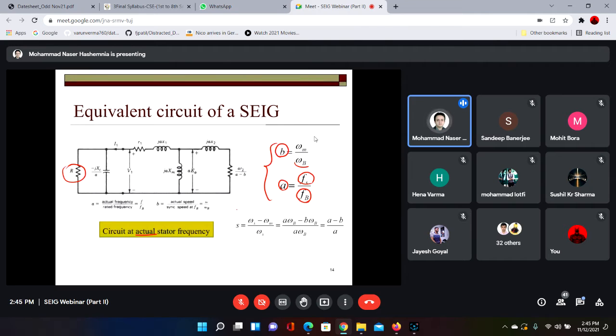Then you have the old definition of slip, which was omega s minus omega m divided by omega s. If we replace from above, then we get that slip is (A minus B) divided by A. So for the generating mode of operation of this machine, we should have B higher than A. It means that the per unit speed is higher than the per unit frequency of the machine.